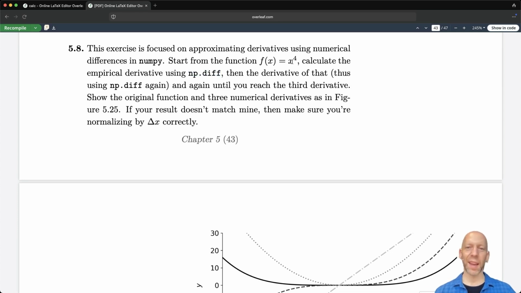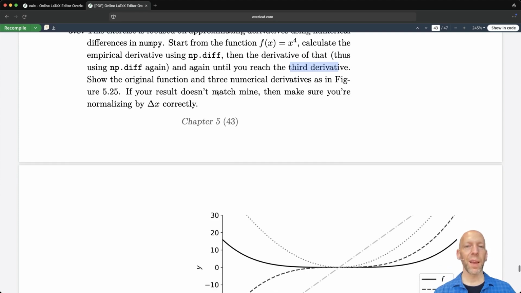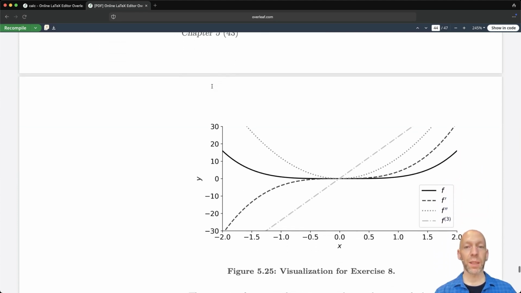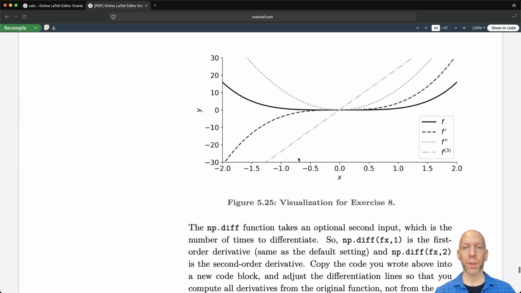Okay, you keep doing that again and again until you reach the third derivative, and then plot the original and the three numerical differences as in this figure here. So here in the black line, you see x to the power of 4, and then the first derivative, the second derivative, and the third derivative. Now, the third derivative here is a straight line. It's a linear function. And, well, of course, you know why that's the case. And you also demonstrated that in the previous exercise analytically in SymPy.